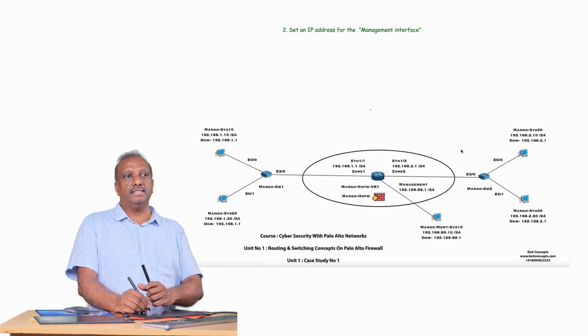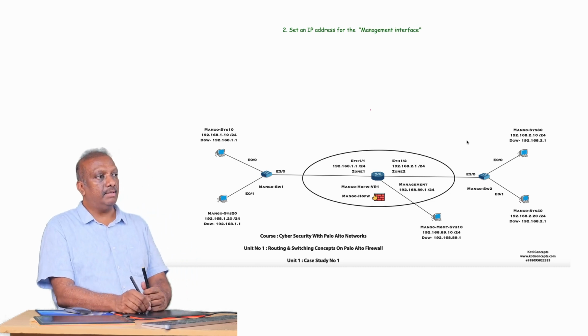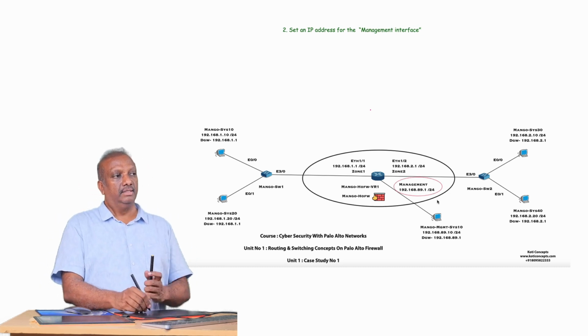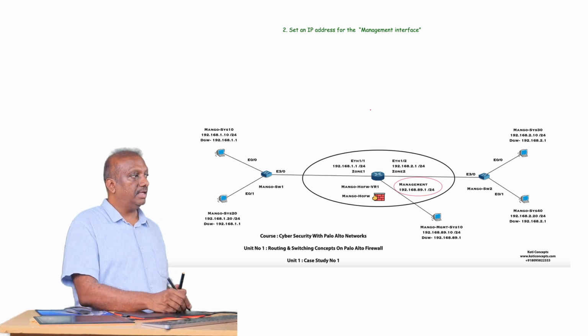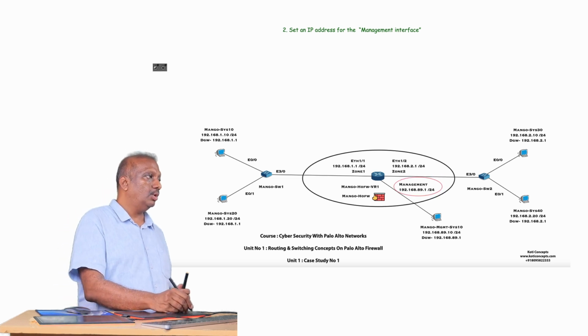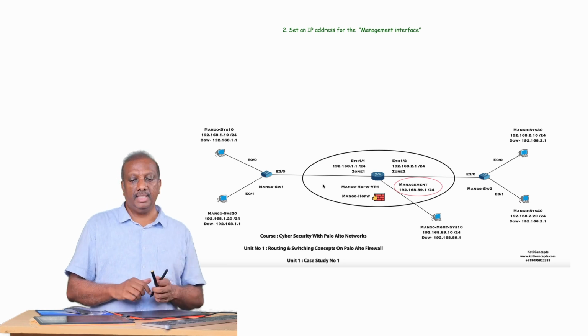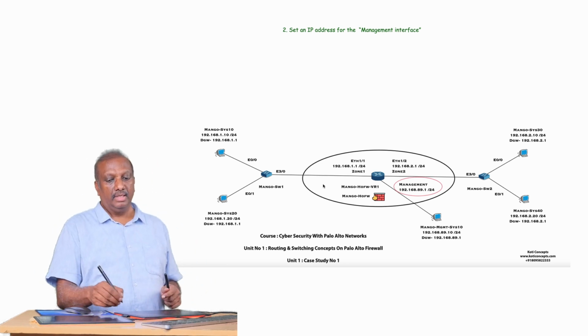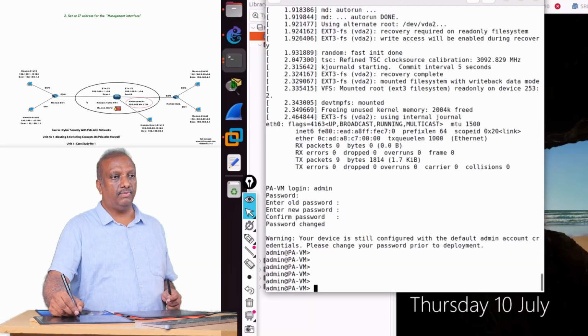The second task is setting the IP address for the management interface. So this is the management interface here. For the management interface, we need to assign this particular IP address as shown in the diagram. This is our second task. How do we do that? For that, first of all, I go to the firewall here.